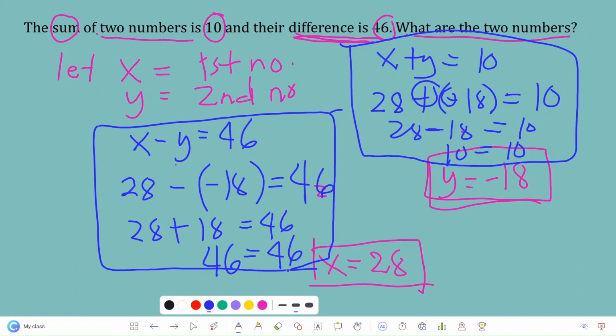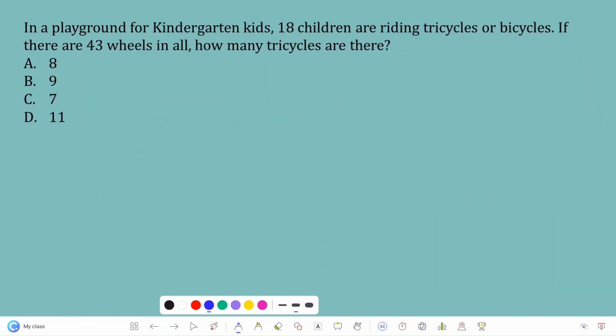So we have arrived at the correct value of x and y. Your x is 28, and y is negative 18. And lastly, again for the sake of practice, we will have another example.